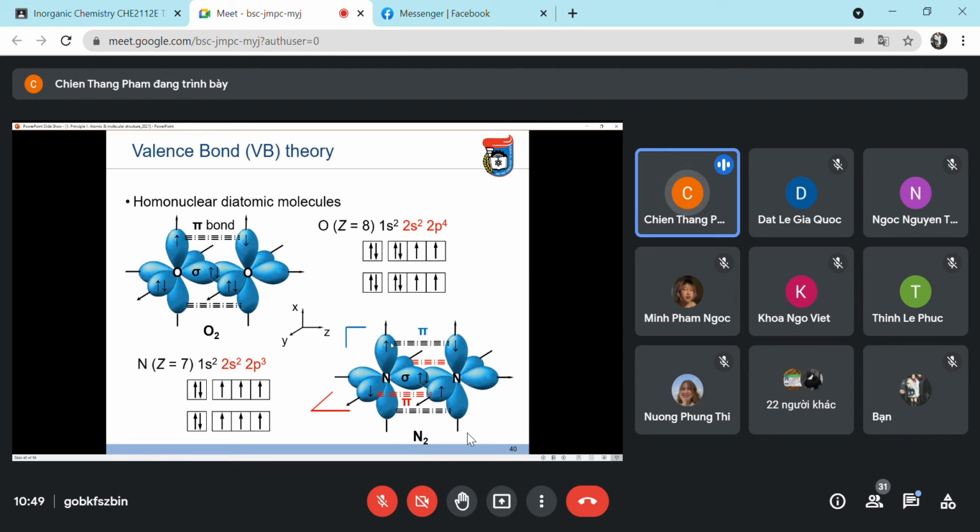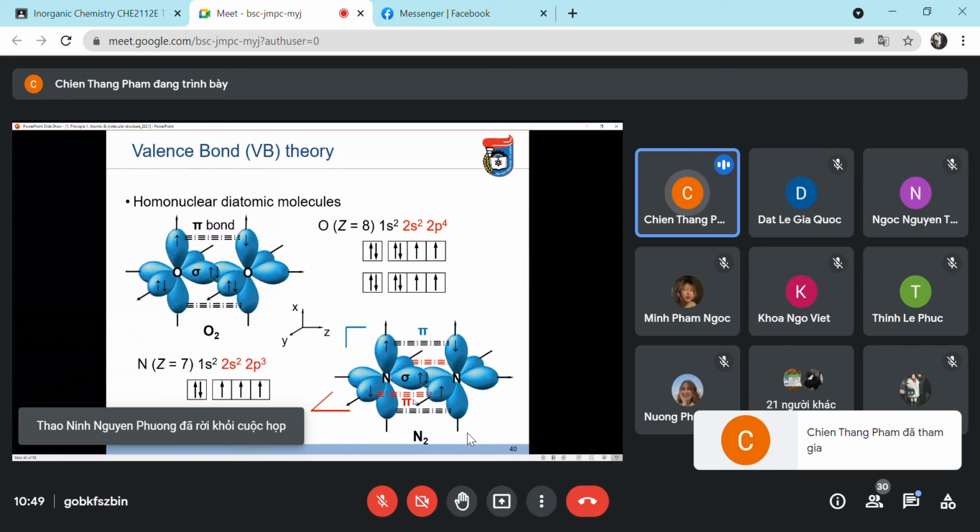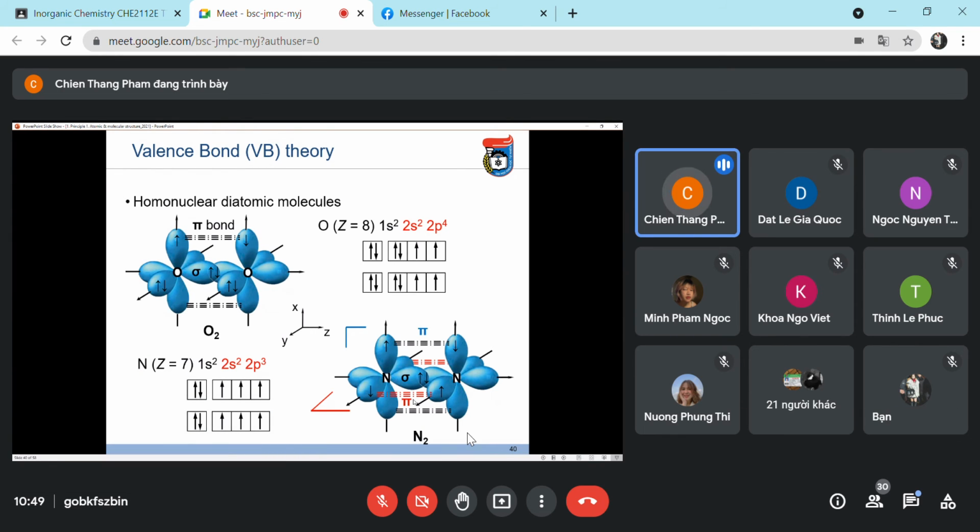Here you can see the overlap. The first pair of p orbitals produces a pi bond here, and another overlap forms the second pi bond. This one is for the VB theory applied to homonuclear diatomic molecules. And now we can consider another example. For example, now we can use VB theory to describe the bond formation in CO, in the carbon monoxide molecule. So let's consider this example.